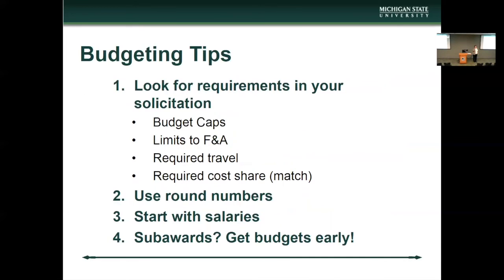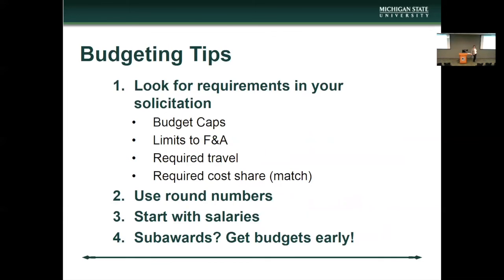And the biggest thing, if you've got required cost share, talk to your departments. So our tips are, make sure you're looking for the requirements. Look for budget caps. Sometimes they tell you you can only have $300,000. Does that include indirect costs or not? Is it total project costs, which includes indirect costs? NSF, it usually is. It might say just total direct costs, so then your F&A gets put on top of that. That's how NIH usually does it. Are there limits to the F&A? Does it say you can only charge 15%? Is there required travel to meetings? That is often buried, and you need to look for it.